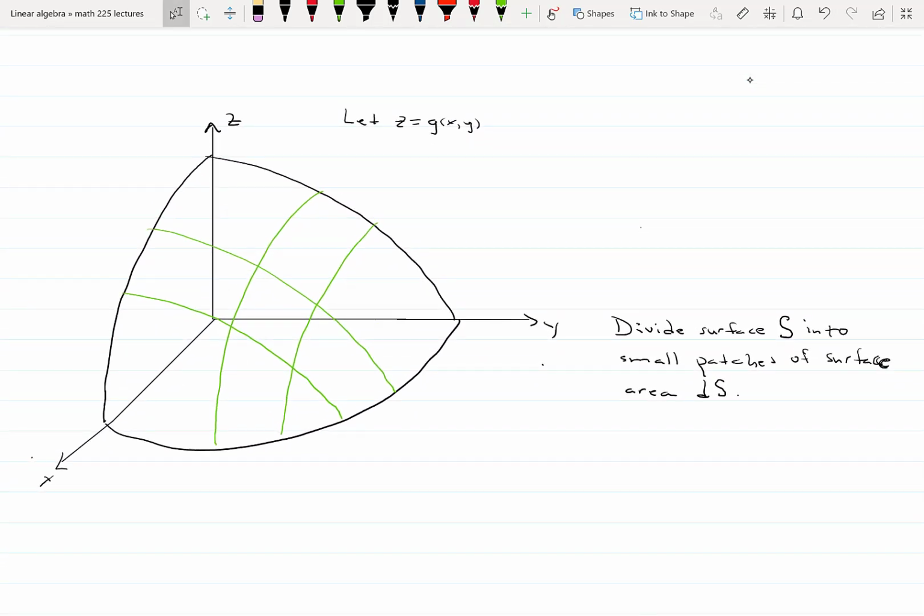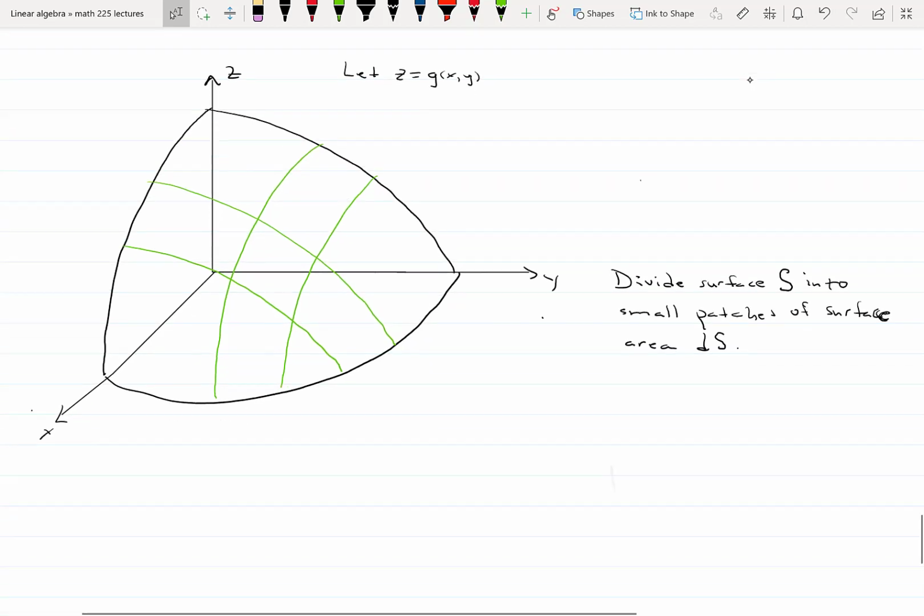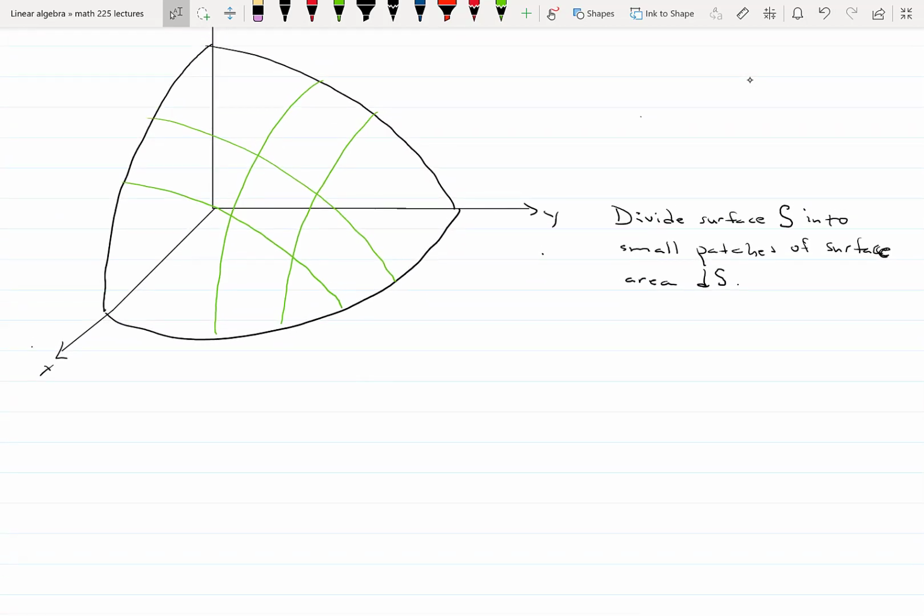We have a surface. We imagine dividing up the surface S into an infinite number of small patches of surface area dS. So it looks like we're doing the same thing so far as we did with surface area. Then here's where we do the generalization.